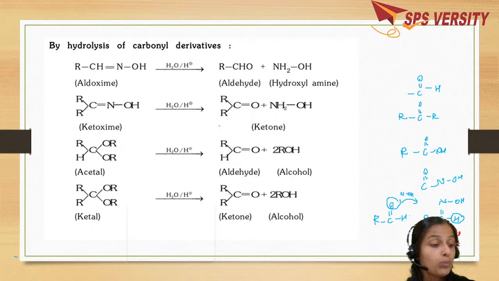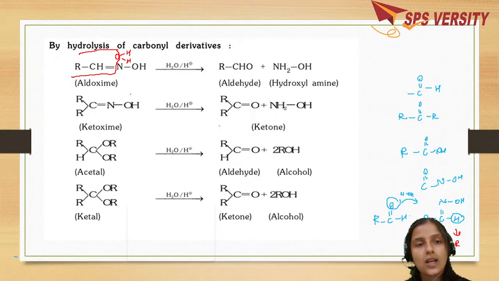We'll move forward with this one now. So aldoximes are RCH double bond NOH. If you acid hydrolyze this, say I'm treating it with water molecule, then what are you going to get? RCHO, and you get NH2OH. NH2OH is nothing but hydroxylamine. NH2 is amine and OH is hydroxyl group. So it results in the formation of hydroxylamine.